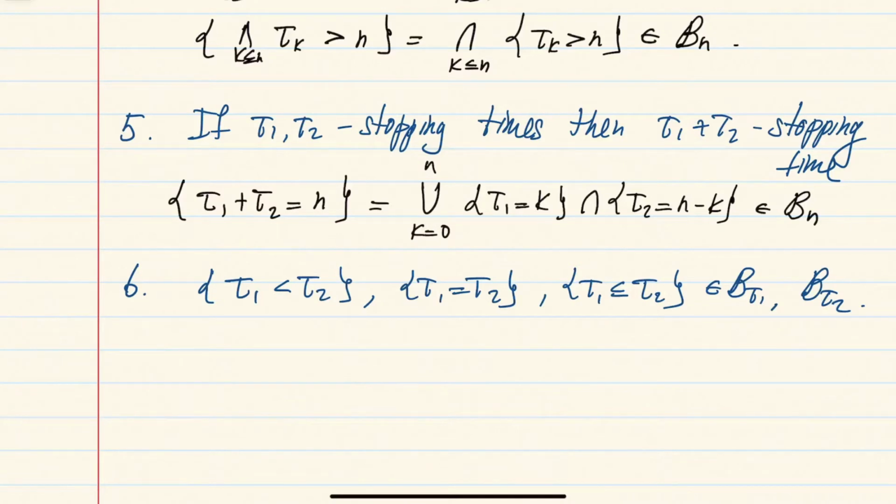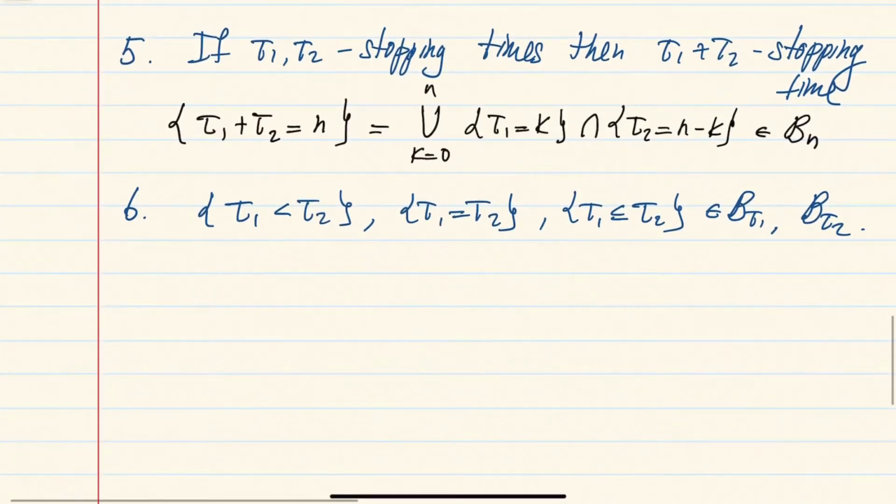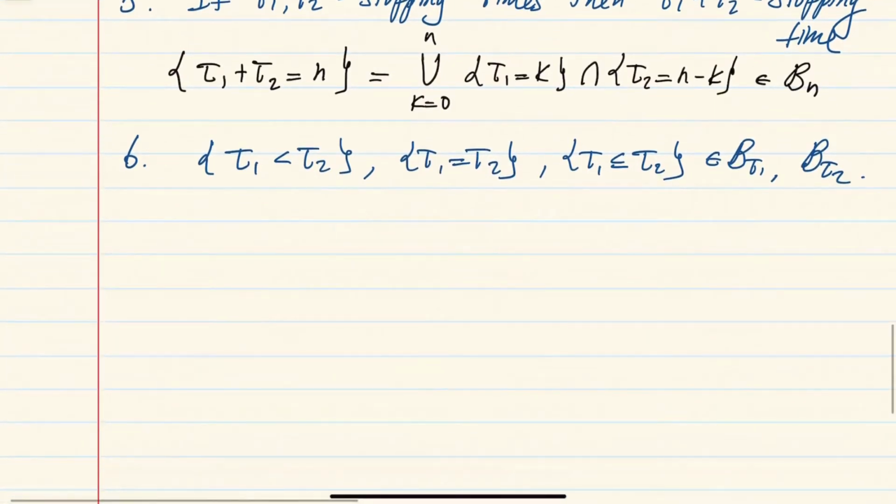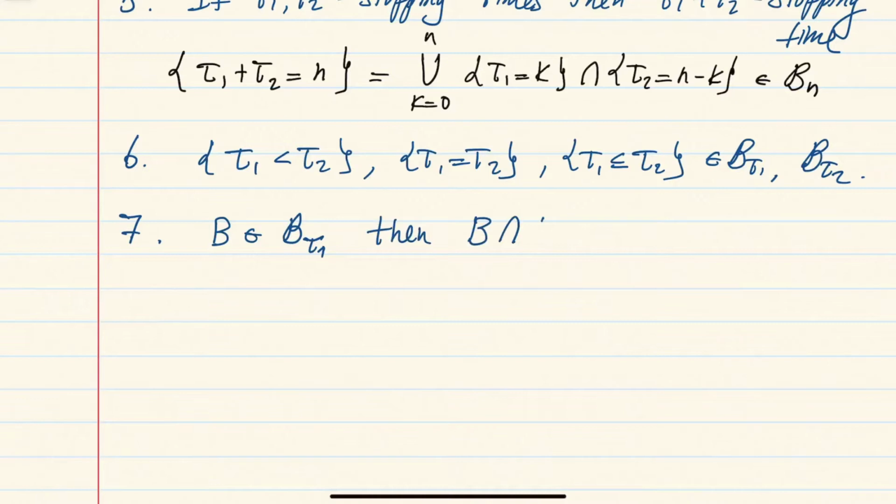Now I'm going to leave this one and the next couple of properties as an exercise, so I'll just state them here. The next one is that if you have an event in the sigma algebra corresponding to the first stopping time, then the intersection of this event with the event that this first stopping time is bounded by the second stopping time is in the sigma algebra corresponding to the second stopping time, and the same with the strict inequality.